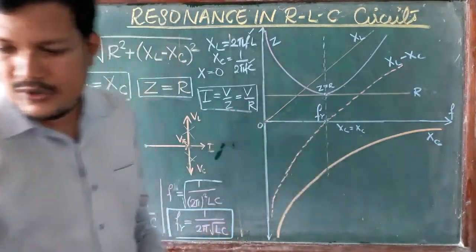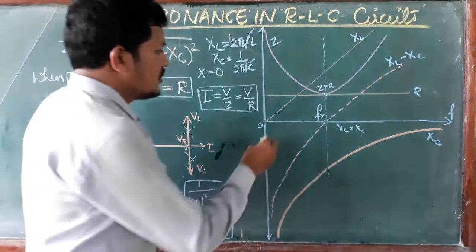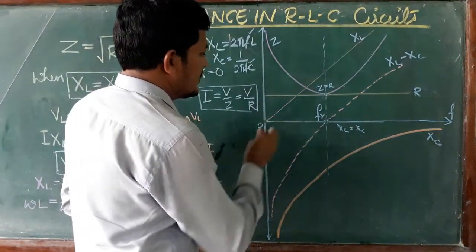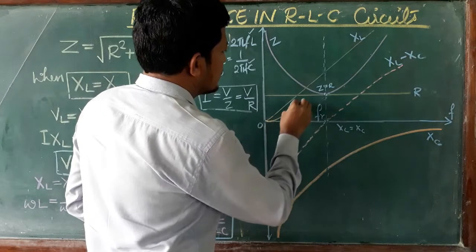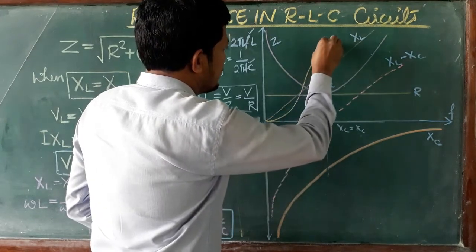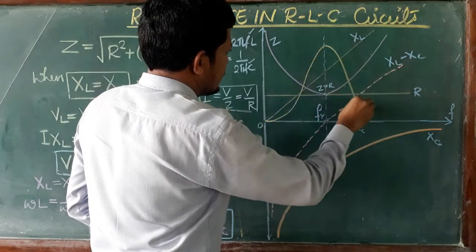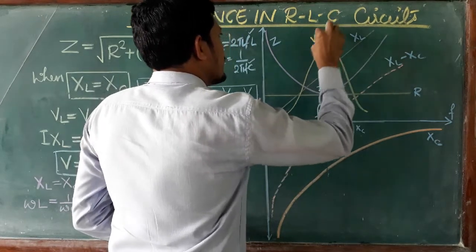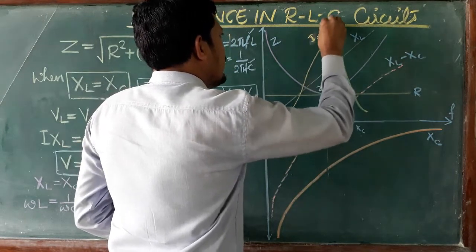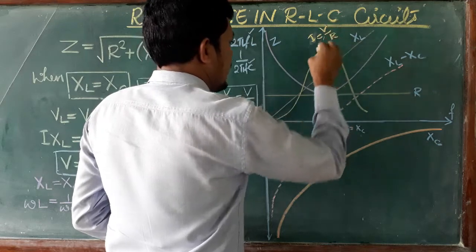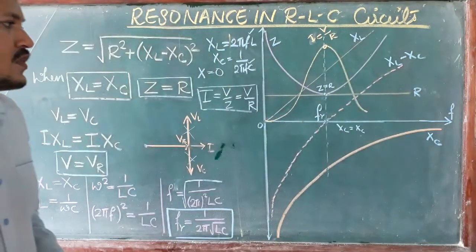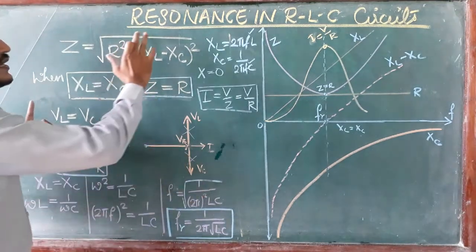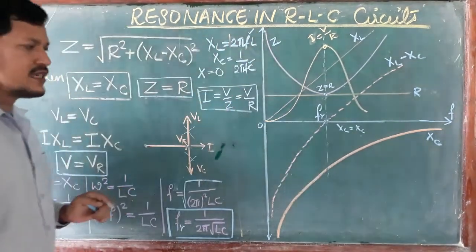So I can draw one more line here. Initially current is 0, then current increases. At this position it is maximum current, then it decreases again. So at this condition I equal to V by R. At this condition maximum current appears. So this is totally the resonance condition of the RLC circuit.